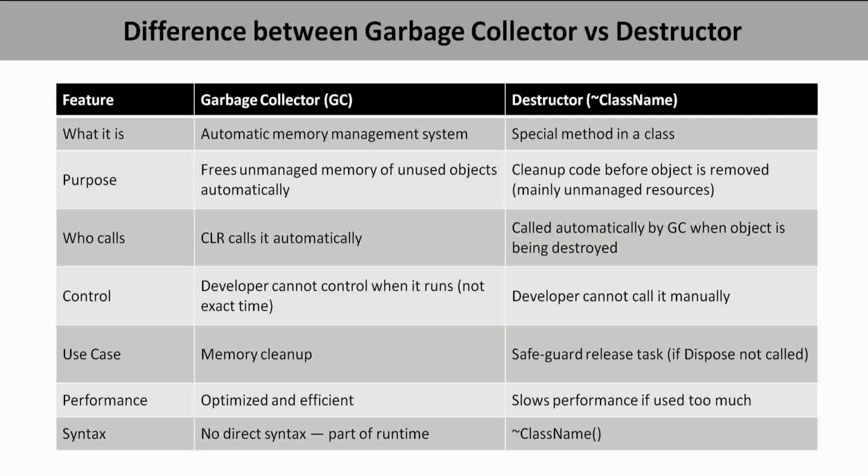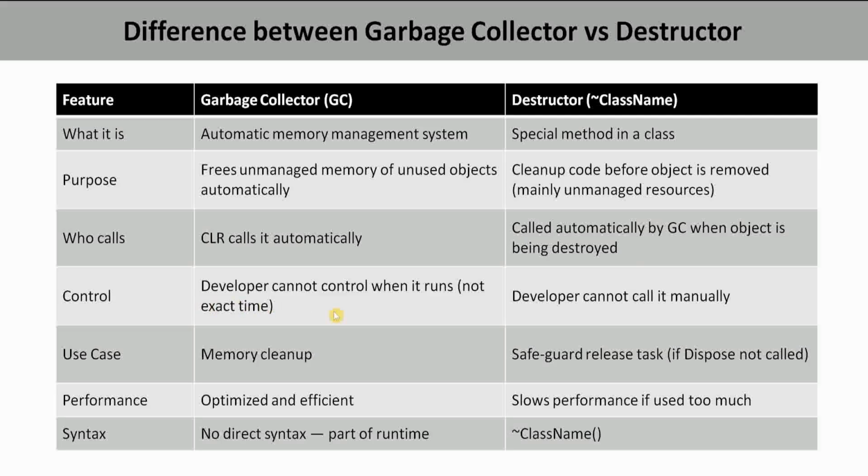Same thing, meaning the objects which are not going to be used further in our program, it removes them and releases the memory. Who calls it? The CLR calls it automatically. As I already told you, the common language runtime calls it automatically, so there is no need to call it manually. It is called automatically by GC when the object is being destroyed.